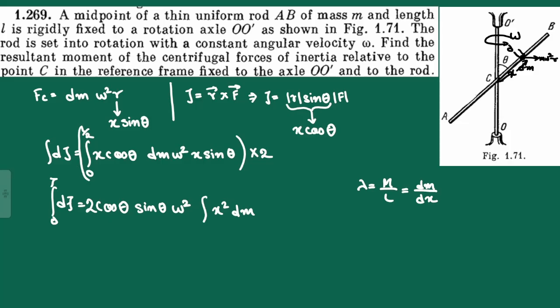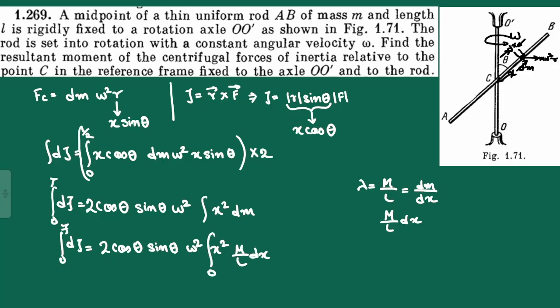Now this small element has length dx. So from this equation I can get that dm is equal to m by l into dx. Now if I substitute that, the entire torque from 0 to l is equal to the integral of 2 cos theta sin theta omega square x square m by l dx, from 0 to l, into 2. The factor of 2 is already done.